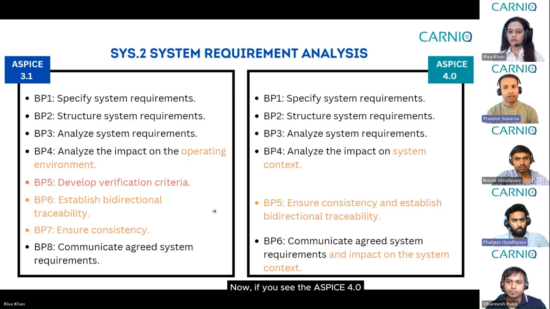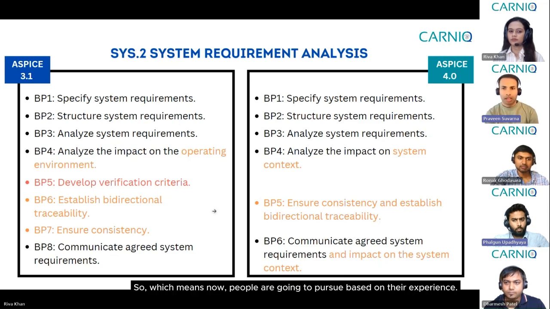Now, if you see ASPICE 4.0, I think it's been made worse. Because if at all you look at this particular version, of course, you cannot explain too many things in a base practice. So that's where the notes come in handy, right? You write something in the base practice, and in the notes you say this could be some of the examples. And if you see BP4, it has got no notes at all. Which means now people are going to pursue it based on their experience. It's as simple as that.